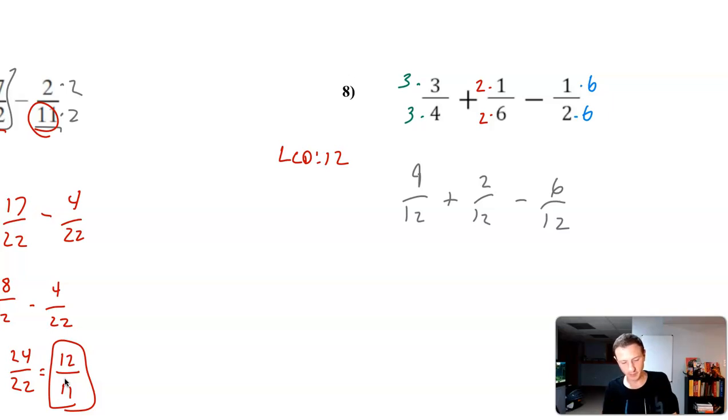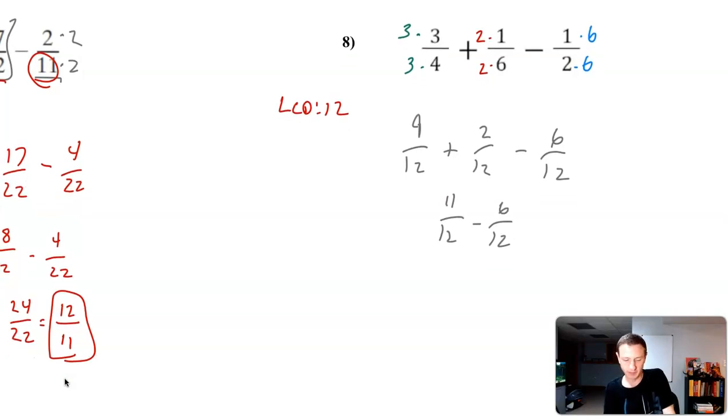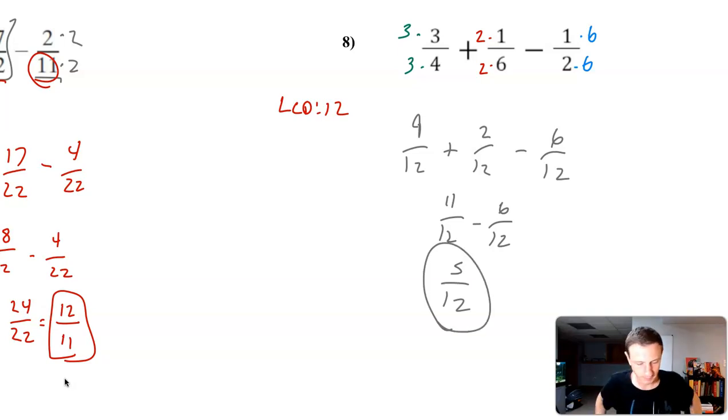And now we add or subtract across the top. Same denominators all around. 9 plus 2 is 11 over 12 minus 6 over 12. 11 minus 6 is 5 over 12. So there it is.